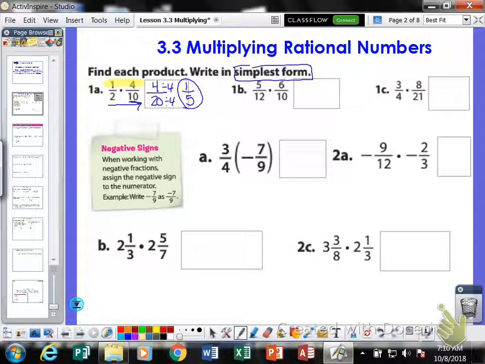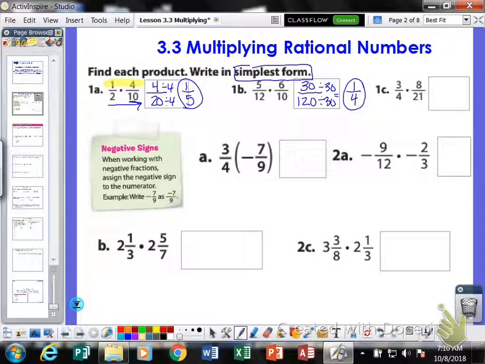So we multiply across the top, we get 30. We multiply across the bottom, we get 120. What goes into 30 and 120? You can do this multiple times, but I do know that 30 goes into 30, 30 goes into 120, and I get 1/4 as my final answer.